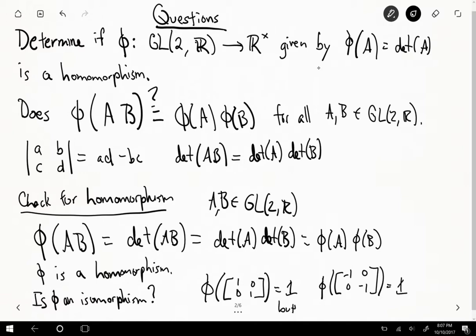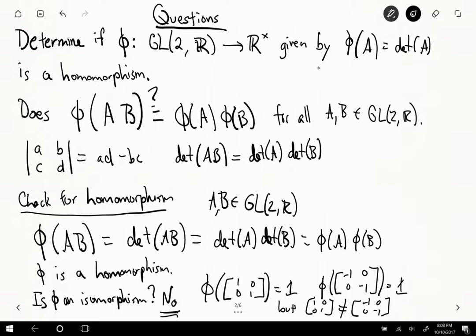But those two matrices are not equal. Since they're not equal, that means this function is not one-to-one. So is phi an isomorphism? The answer is no. So you just have a homomorphism, and we can't go any further than that.